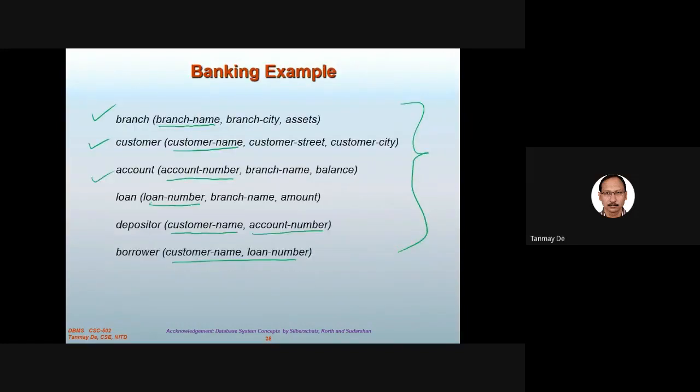So these are the corresponding tables. And now, these relational tables are required when we answer a query.